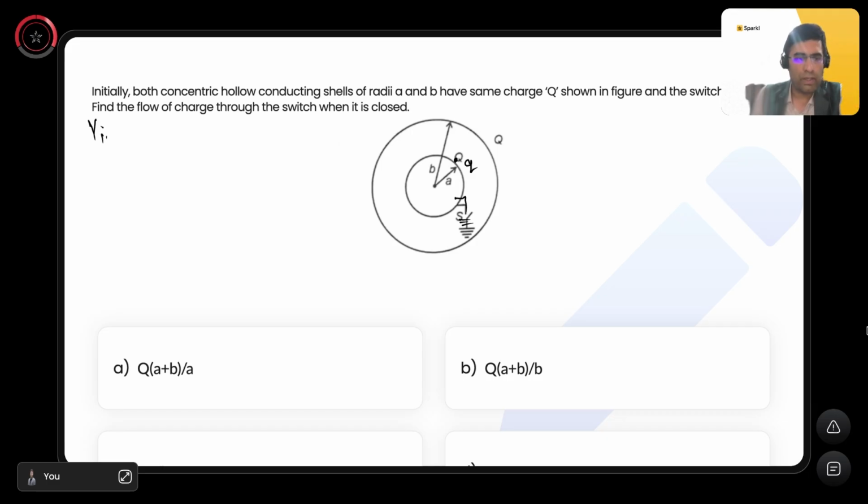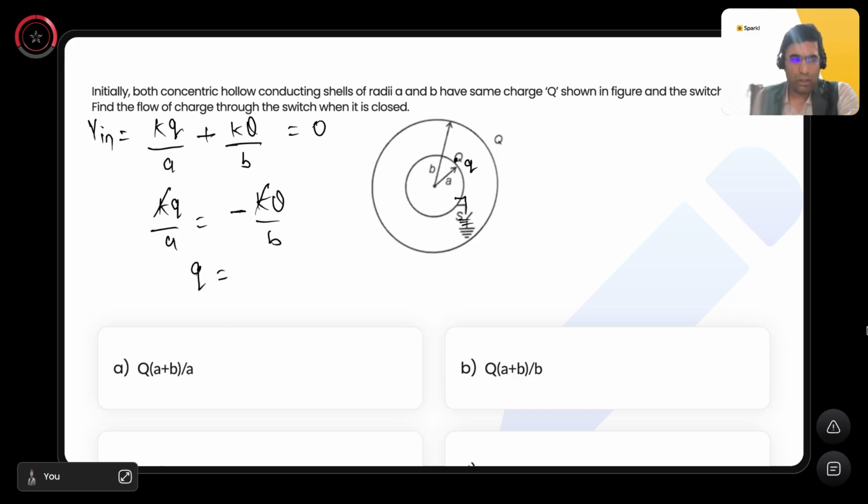So V inner shell will be due to the inner shell itself, kq upon a, and due to the outer shell, k capital Q upon b. And this is 0. So I'll write it as kq by a will be equal to minus of kQ upon b. k and k get cancelled. q will be equal to minus of a Q upon b. So this is the final charge.